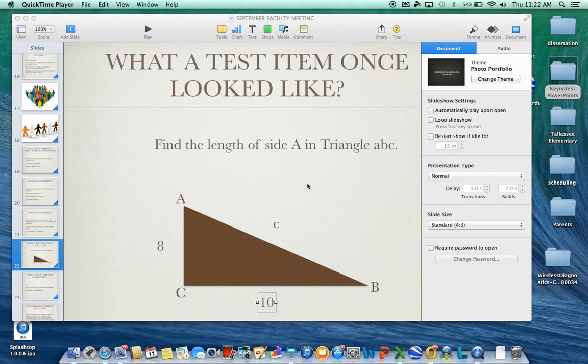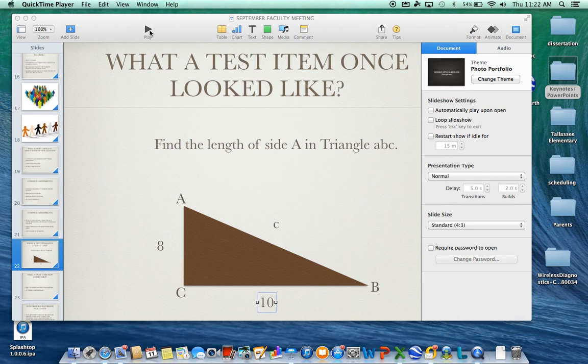Over the next several days and weeks, I'd like to give you information concerning what test items might look like and how they're different from what maybe you and I saw when we were in school. So let's do this. Let's start at the end and talk about grade 8 items, and then we'll work our way back all the way through grade 3.